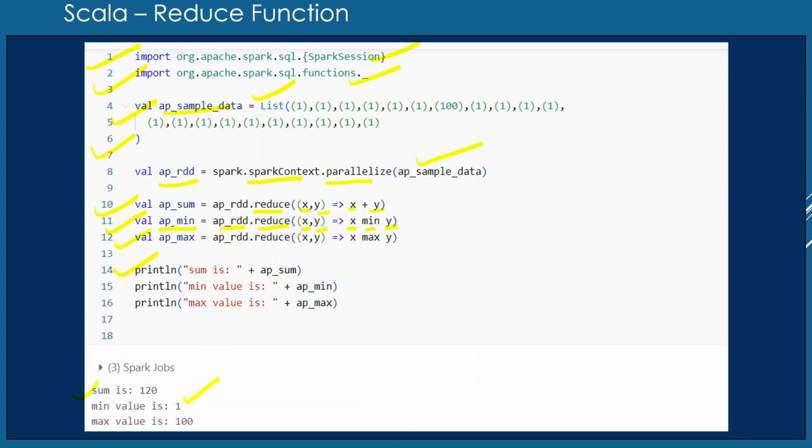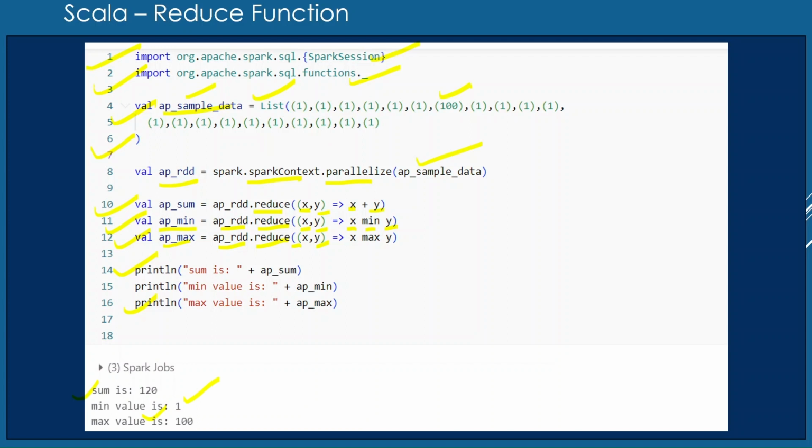This is the third scenario where we are calling this reduce function on top of this RDD, and we are passing two parameters x and y, and we are saying that fetch the maximum value from this RDD and store it in this AP underscore max variable. So when you print it, it will print the maximum value of this RDD. This RDD is created with the help of this list. You can figure it out. This 100 is the maximum value which is present in this list.